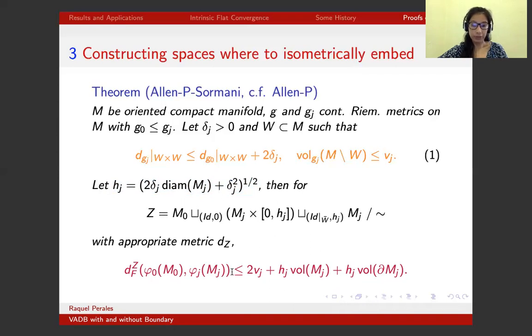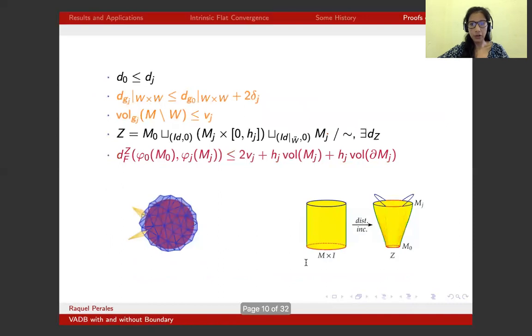And once we have this isometric embedding, we can calculate the flat distance of the push forwards. And what we get is the following estimate. So this estimate is going to be 2 times Vj, and remember that Vj is the volume of the complement of W, plus these other two terms. And these other 2 terms are related to Mj times 0, Hj. So this is Hj times the volume of M, plus Hj times the volume of the boundary of Mj. So this looks very similar to the examples that we had before. Okay, so let me continue, explaining this term.